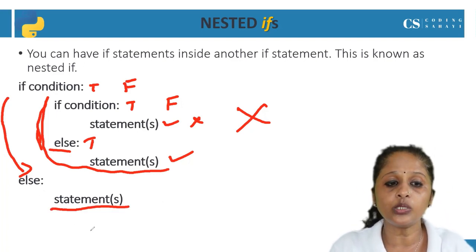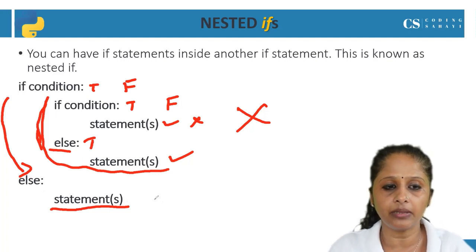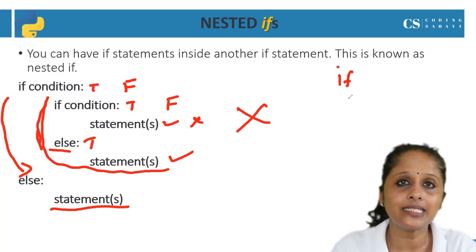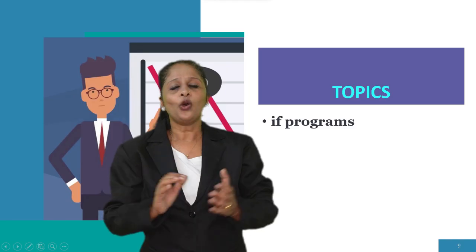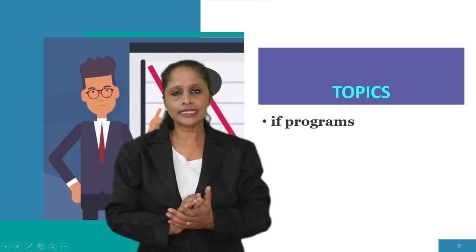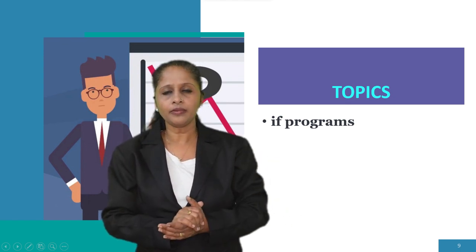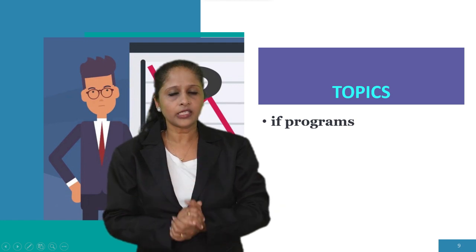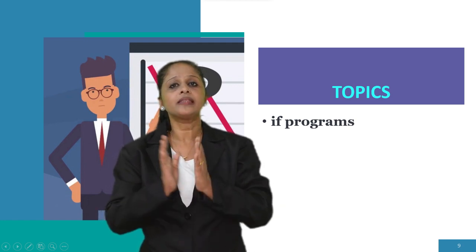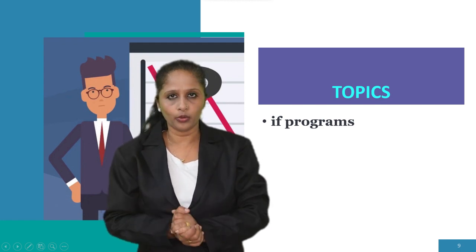Even in the else also we can have multiple conditions. Like this we can write if condition, then statements, else statements. So there are so many nested if levels. So hope you are clear with the concept if else, elif and nested if. We have to do more programs using this concept. That we are going to discuss in the next video. In that video we will do simple if programs, if else programs, if elif programs and nested if programs.